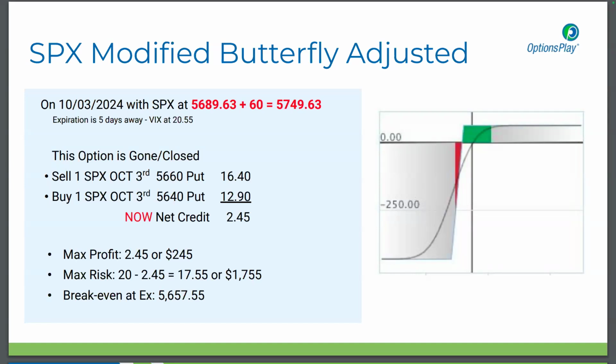So this was the question. Brian, what delta would you choose for the body and the wings? And my answer, as far as the wings are concerned, is think of the adjustment before you put on the trade and how much capital it's going to take you to adjust the trade.